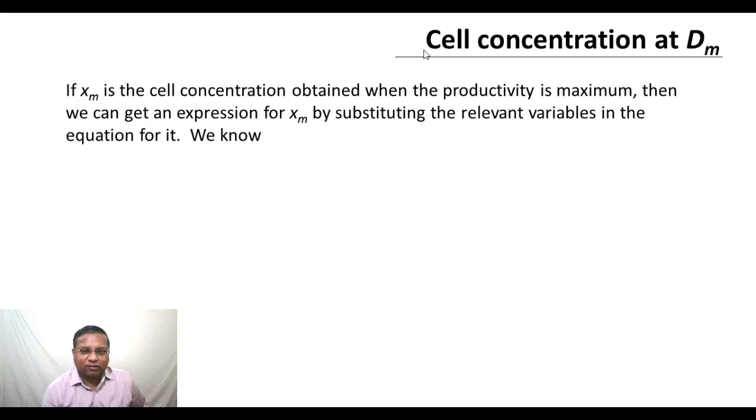Now let us look at the cell concentration at Dm. If Xm is the cell concentration obtained when the cell productivity is maximum, then we can get an expression for Xm by substituting the relevant variables in the equation. The corresponding variables, if you substitute in the expression for Xm, we should get the appropriate expression. We know that Xm is the cell concentration at the maximum productivity. So all the other variables should also correspond to the maximum productivity variables. So D should actually be Dm here. The rest are the same.